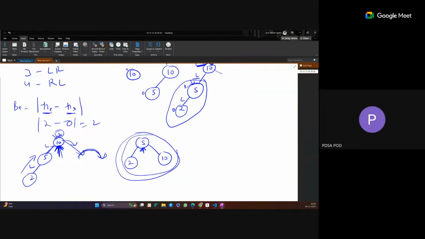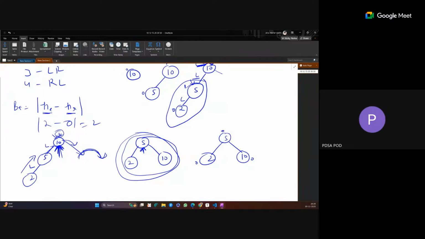After that rotation, we get this type of tree, and it now becomes balanced. So 5 is now this, and 10 and 2. Now you can see all balance factors are now 0. This is also 0, and this is also 0. In this way, we are reducing the balance factor of the node which became unbalanced. So now our tree becomes balanced. This is one situation.